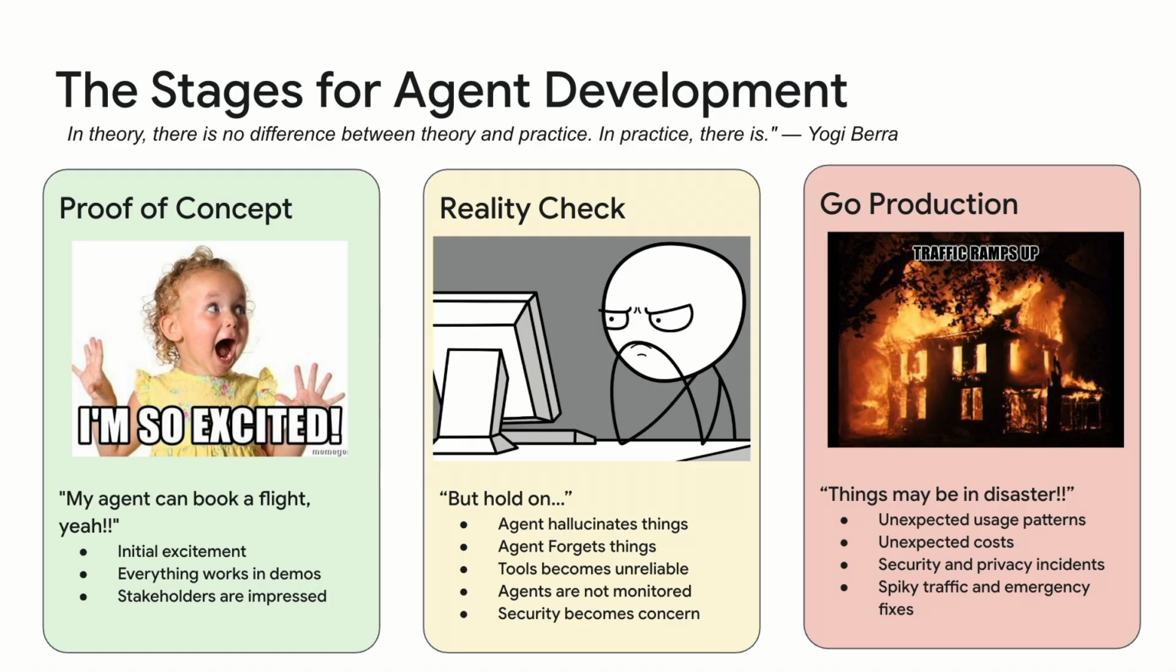But then comes the reality check with more test data. People start to realize that, wow, the agent hallucinates. It forgets things. Tools are unreliable. And security is a concern. Things become frustrating very quickly. Finally, when you try to go to production, as the traffic ramps up, things can quickly catch fire. They hit unexpected usage, costs, and various security concerns. These are the problems Agent Engine was born to solve.